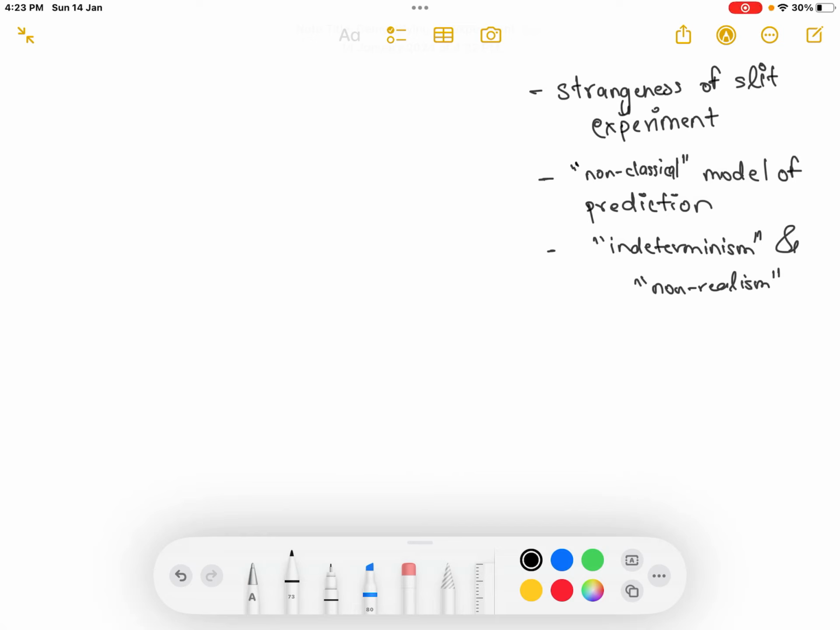Hey guys, today I'm going to talk about the slit experiment. This is one of the most interesting topics in physics because doing it requires very simple apparatus that you can actually perform at home, but explaining it requires whole new fundamental physics.